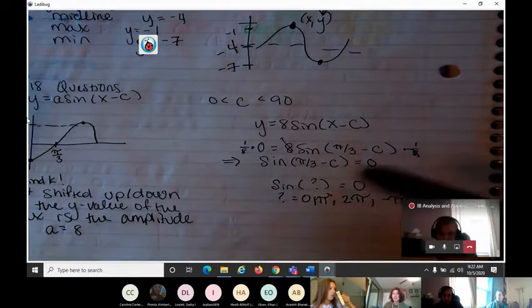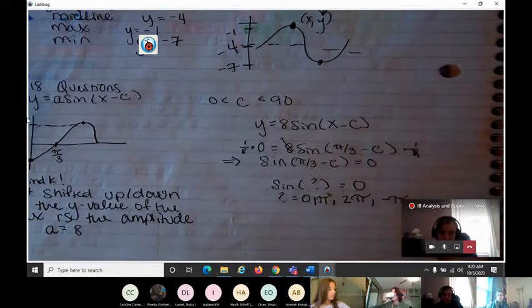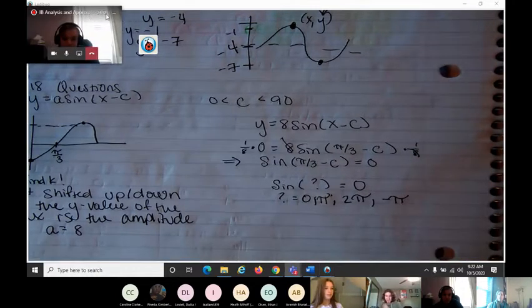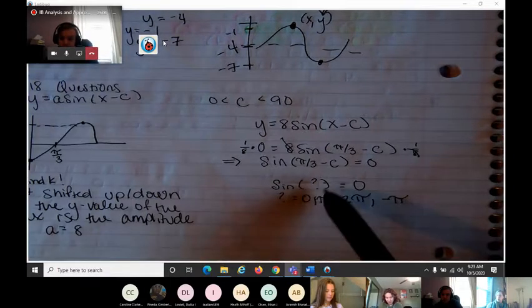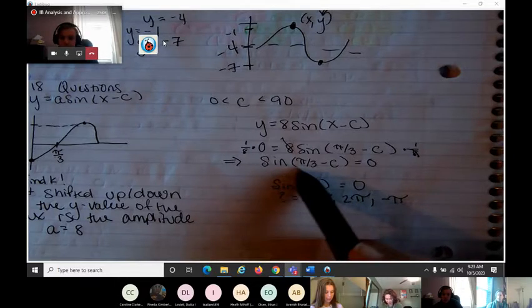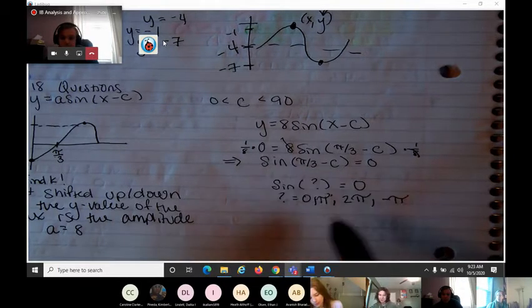We have 0 pi, 2 pi, and negative pi here. All right, so those are all possibilities. There are infinitely many possibilities, but we're just going to start here to see what we have. Now, this question mark was the stuff inside of here. So we're looking for when this thing is going to be equal to one of these angle measurements, because we know that each of these angle measurements will give us a sine value of 0.